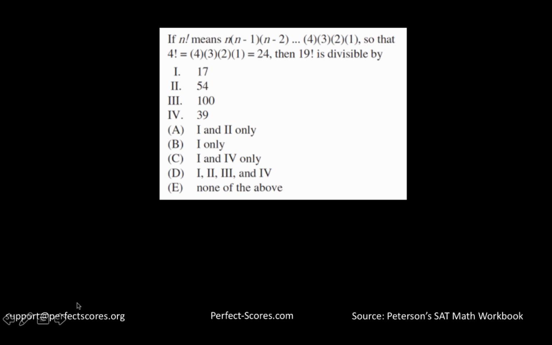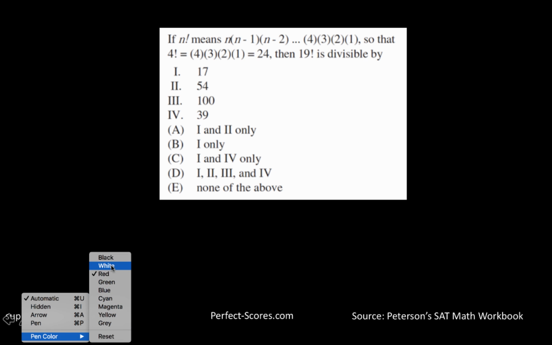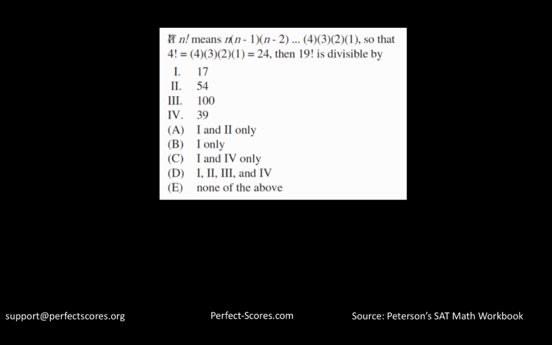Okay, so let's see this question. Looks like a difficult question. It says that n factorial means, so these kind of things you should know beforehand. I mean, n factorial just basically means 1 into 2 into 3 into 4 all the way till n. Fine. So he says 19 factorial is divisible by. So what is 19 factorial? 19 factorial is 1 into 2 into 3 into 4 all the way till 19.